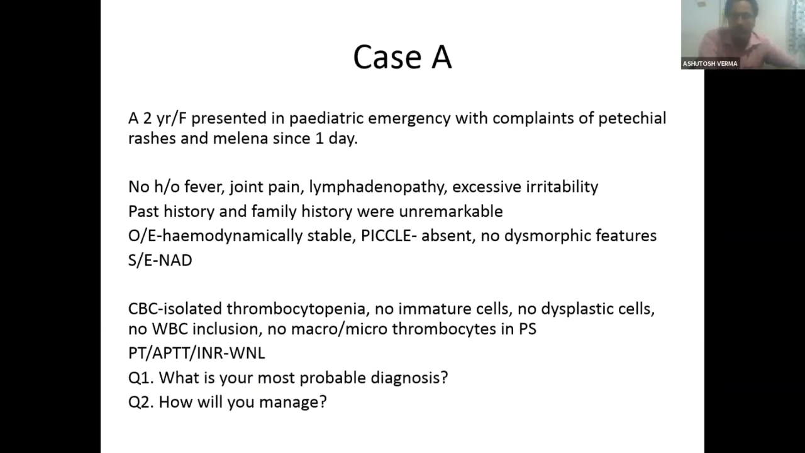On examination, she was hemodynamically stable. The pallor, icterus, cyanosis, clubbing, and lymphadenopathy were absent. There were no dysmorphic features. And on systemic examination, it was normal. The only finding was isolated thrombocytopenia in the CBC. There were no immature cells, no dysplastic cells, no WBC inclusions, no micro or macrothrombocytes or any schistocytes in the peripheral smear. The coagulation profile was also normal. So I would like to ask the residents, can you tell the diagnosis here? I will come to it later.